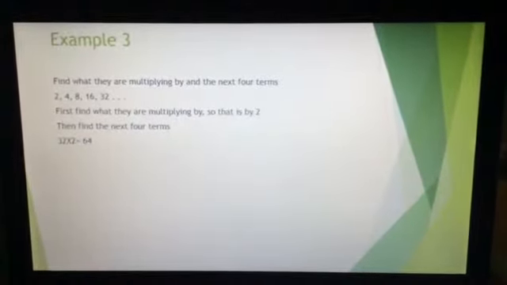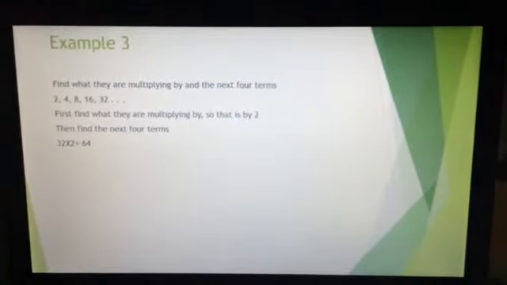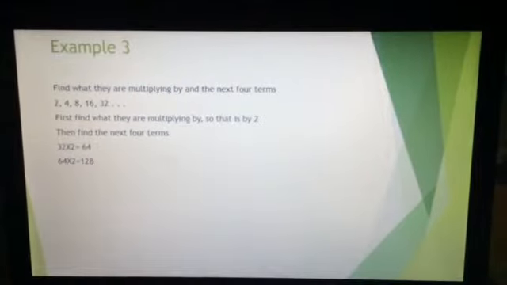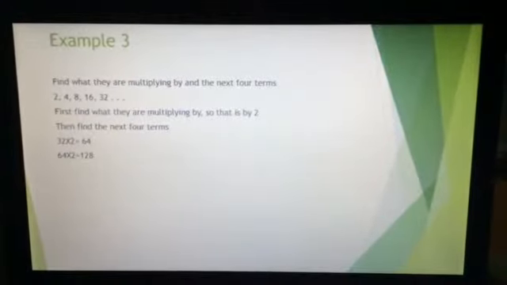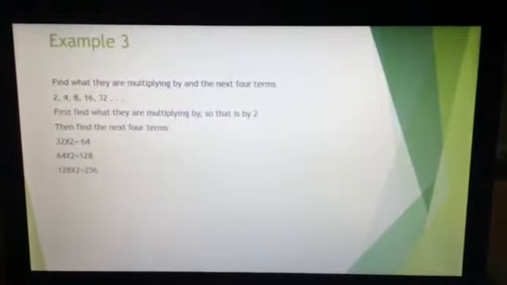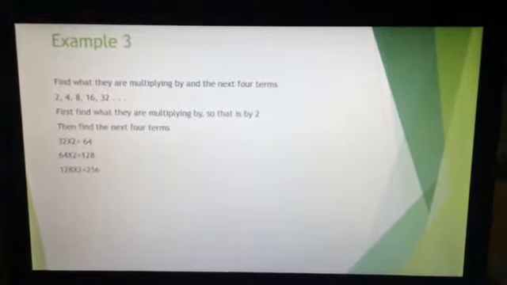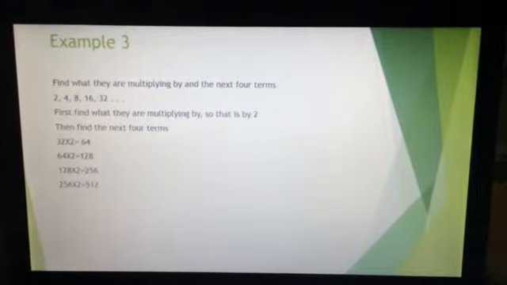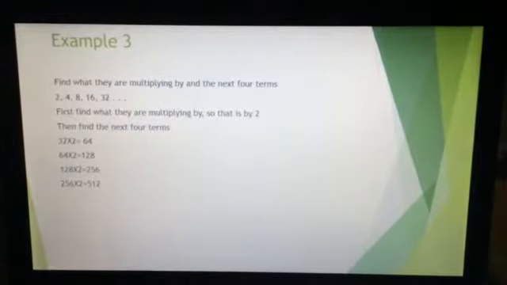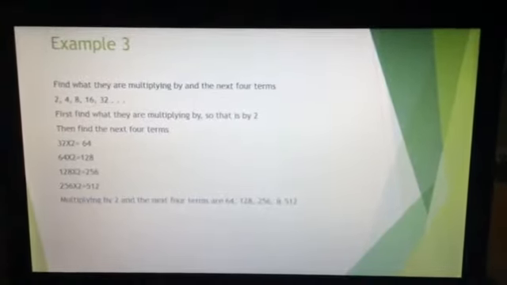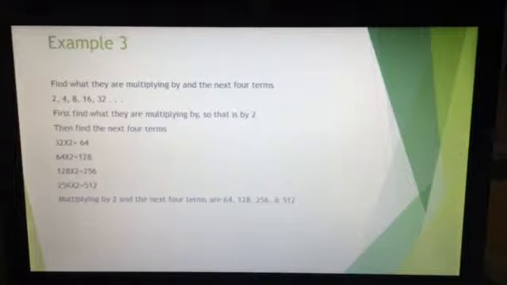So we would take 32 and multiply that by 2, and we would get 64. Then we would take 64 and multiply by 2 again, and that would give us 128. Then we would take 128 and multiply that by 2 again, and that would give us 256. Then again we would take 256 and multiply by 2, and that would give us 512. Multiplying by 2, the next four terms are 64, 128, 256, and 512.